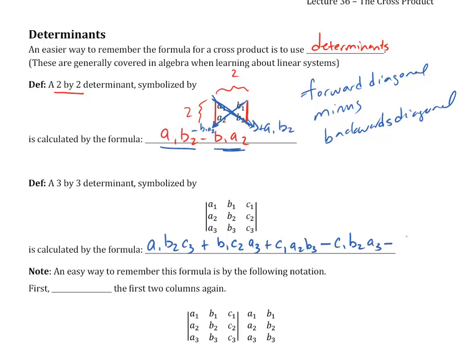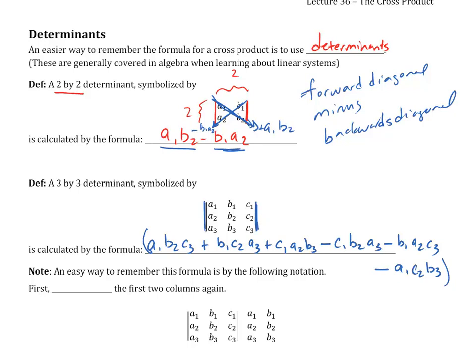C1B2A3 minus, and I'm going to have to change lines here in a second. Let's do B1A2C3 minus A1C2B3. Now, where did I get those terms, right? If I took all these products and then added them up as I've got them here, I end up with what's called the 3x3 determinant of the matrix.